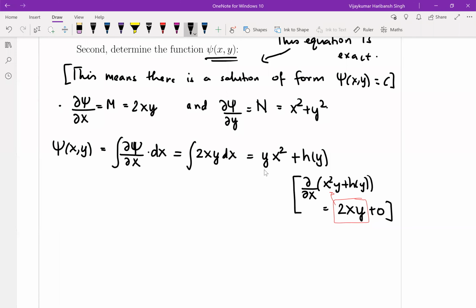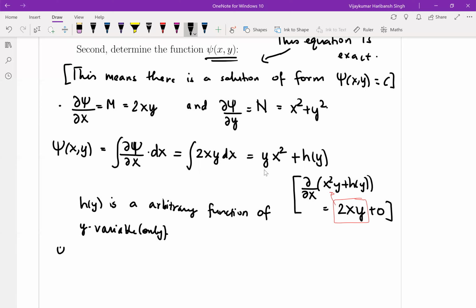Now, h of y is an arbitrary function to be determined, a function of the y variable and only the y variable. So now we have gotten phi of xy equals x squared y plus h of y. Now we need to find out what this h of y is. So how do we go about it? We'll take the derivative of phi with respect to y and then equate it with n, because after all, n is the partial derivative of phi with respect to y, right? So let's do the derivative of phi with respect to y.